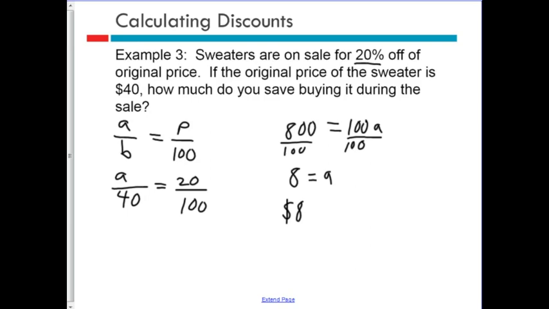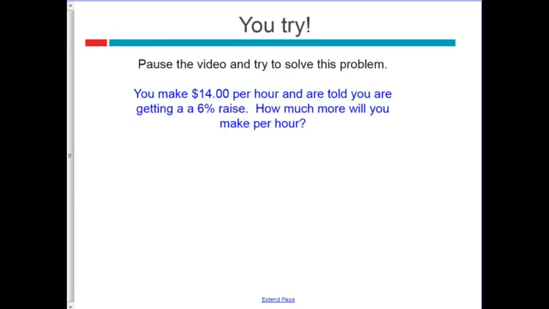That means that you save $8 by buying it on sale. All right, let's take a look at another example. I want you to try this one. Let's say you make $14 per hour and you're told you're going to get a 6% raise. How much more will you make per hour? I'm not asking for your total cost, just what is the dollar or cent amount of the raise. Try this one and come back and we'll see how you did.